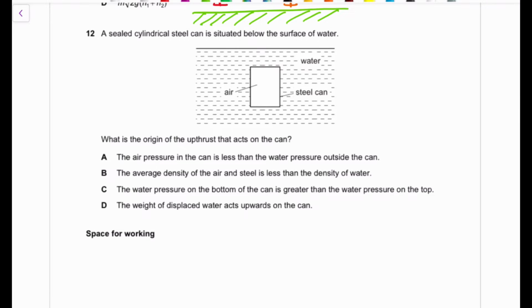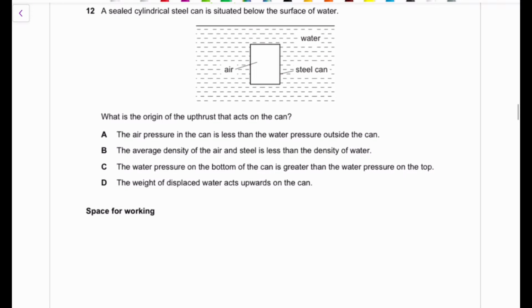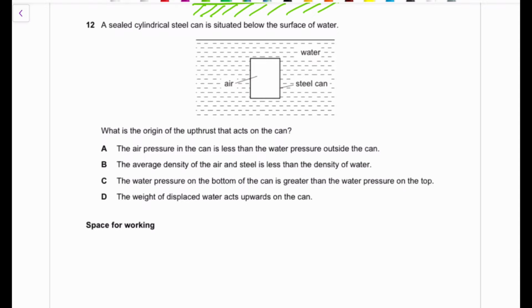Moving to question number 12, we've been given a sealed cylindrical can that is situated below the surface of water. Okay, so we've been asked what is the origin of the upthrust that acts on the can. So a long time ago, there was this guy named Archimedes, right? As he was bathing, I don't know how he came up with the idea, but he literally discovered the concept of upthrust, right?